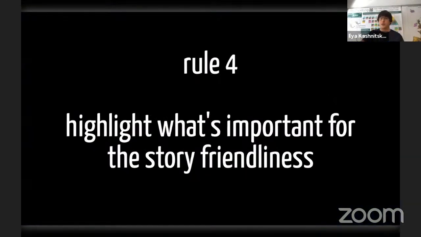Rule number 4, attention is a very valuable resource, and it has its limit. So if you want to tell your story with the data efficiently, you should think about what and how you highlight with your annotations in the plot.